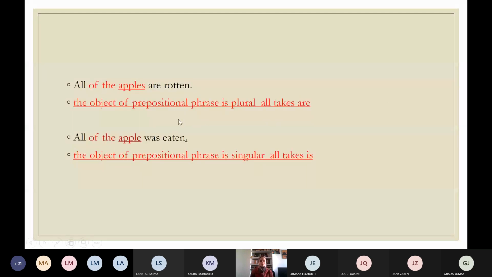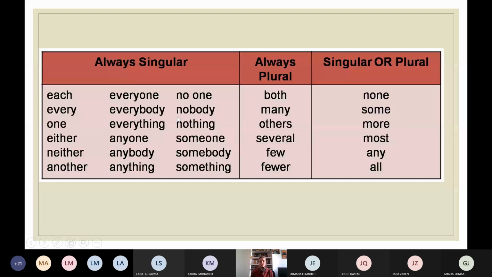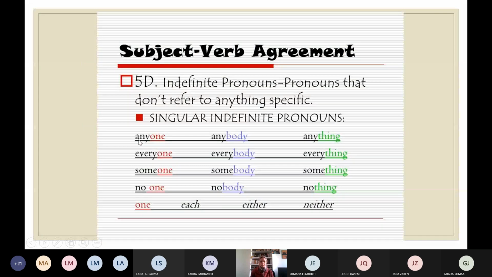Indefinite pronouns are divided into three parts: those that are always singular, those that are always plural, and those that are sometimes singular, sometimes plural. So how can I know them? Look here. Anyone, anybody, anything. So it is any, and you add one, body, thing. Everyone, everybody, everything. Someone, somebody, something. No one, nobody, nothing.